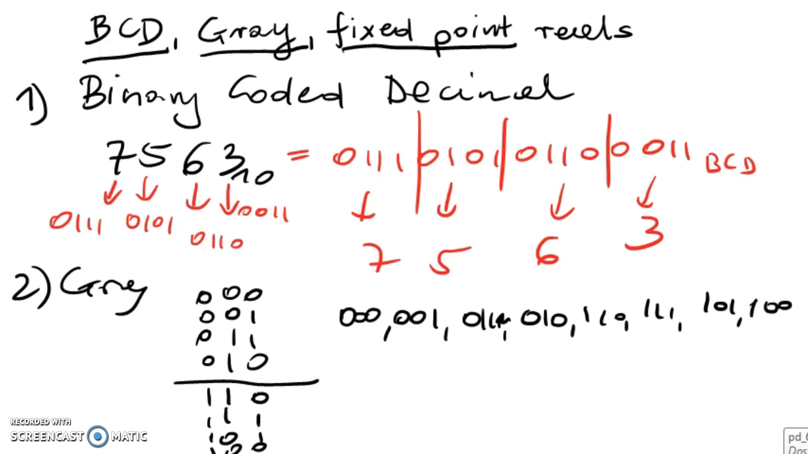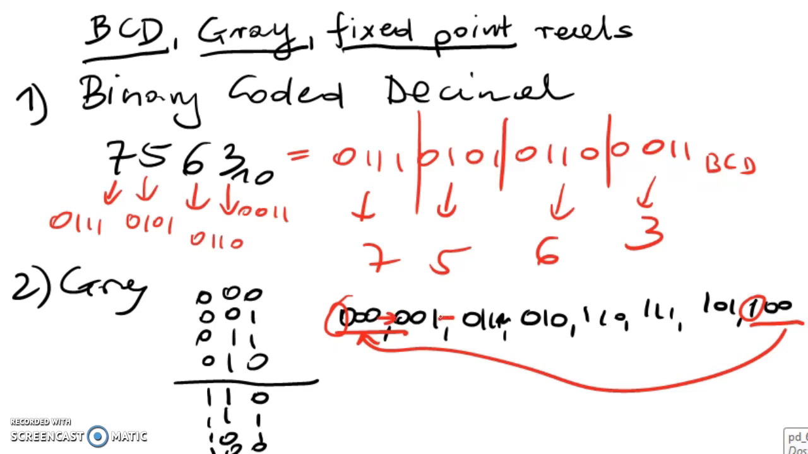Look, pay attention to this feature. The last and the first differ also in one position. Only one position. And this is the feature of the Gray code: the consecutive sequences, and the last and the first sequences, differ in one binary position.